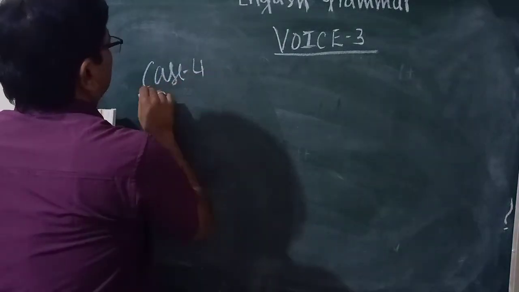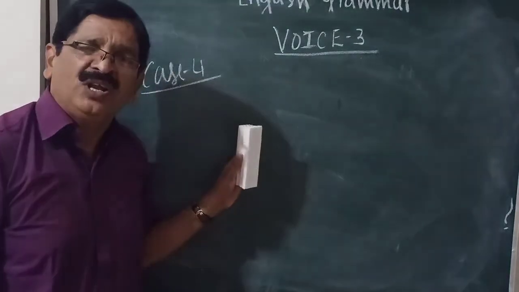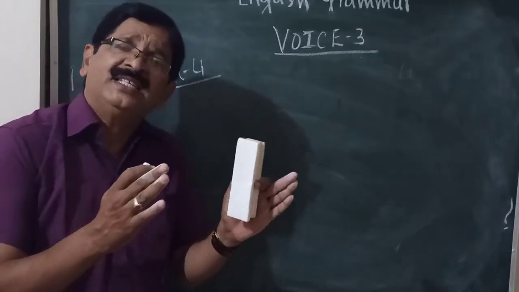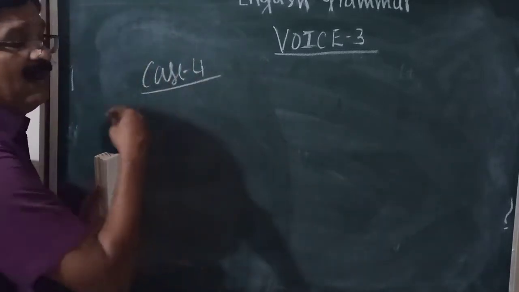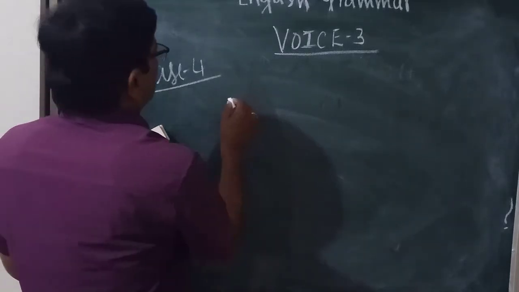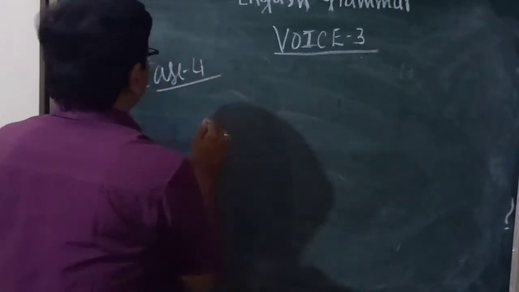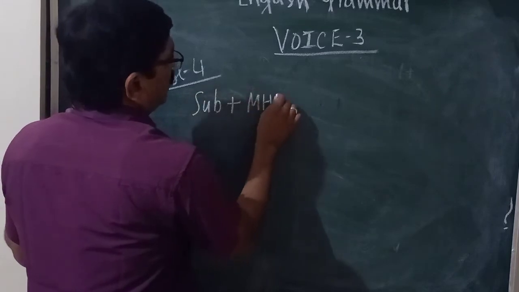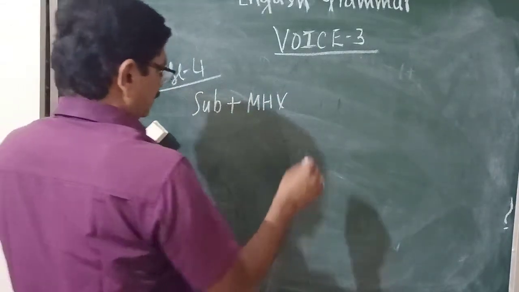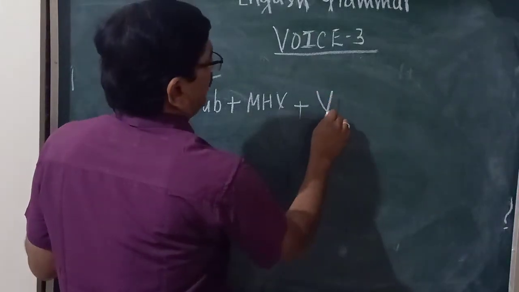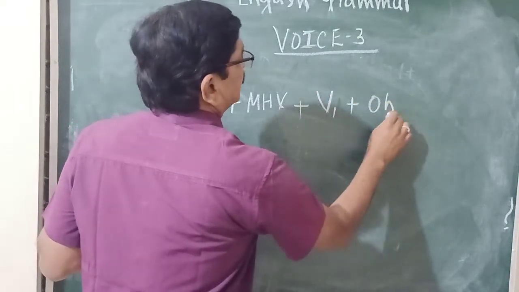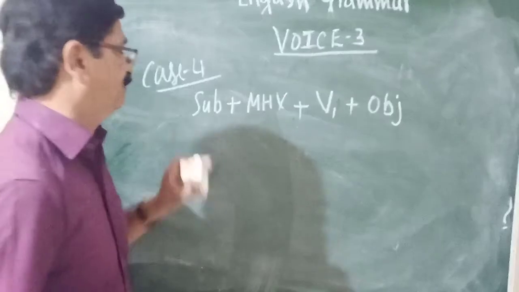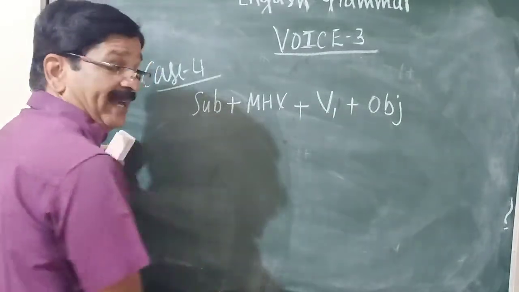Case 4, modal helping verb. Whenever a modal helping verb is there in active voice, how can we change active to passive? For example, I would like to write the formula. This is subject plus modal helping verb, then V1, then object. So this is active form 4.